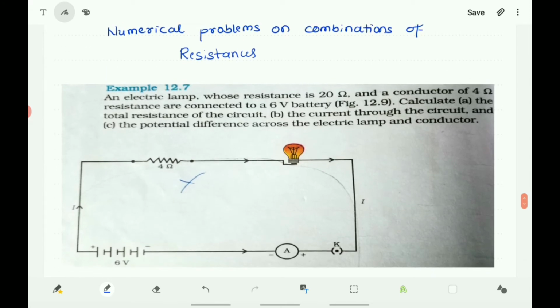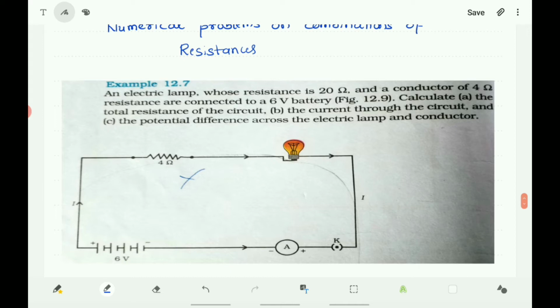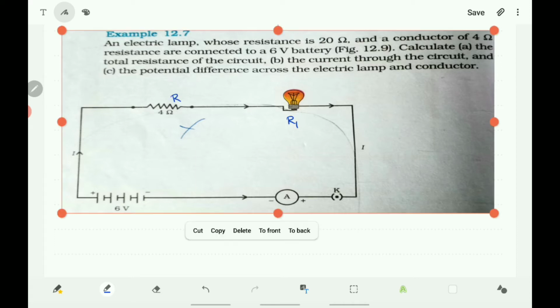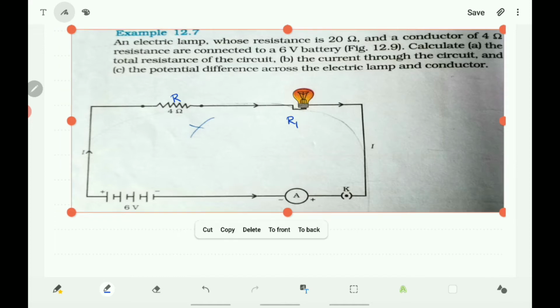Here there are two components and the resistance of the two components are given. One is an electric lamp with resistance 20 ohm and the other one is a conductor of resistance 4 ohm. Now let us consider these two as R1 and R2. So the electric lamp, its resistance is R1, and the conductor, its resistance is R2.